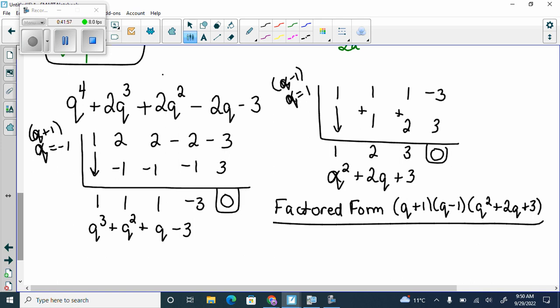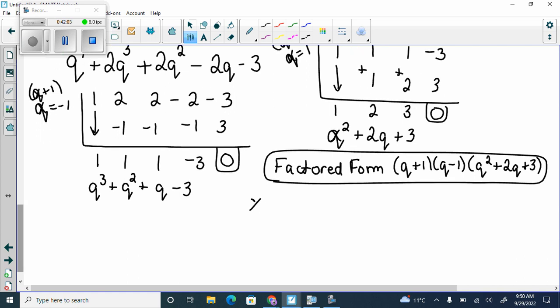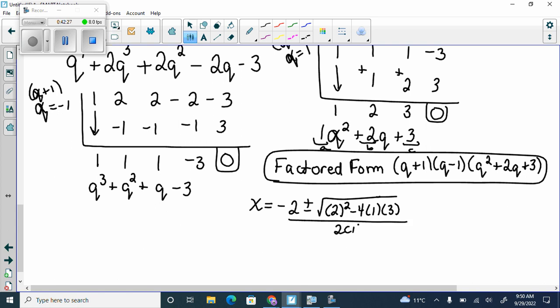So that would be factored form because I can't factor that. And then I'm going to check this quadratic formula for solving. So that's my A, my B, my C. X equals -2 plus or minus the square root of 2 squared minus 4 times 1 times 3, all over 2 times 1. -2 plus or minus the square root of -8 over 2. Once you get a negative under the root, you know there's no solution.